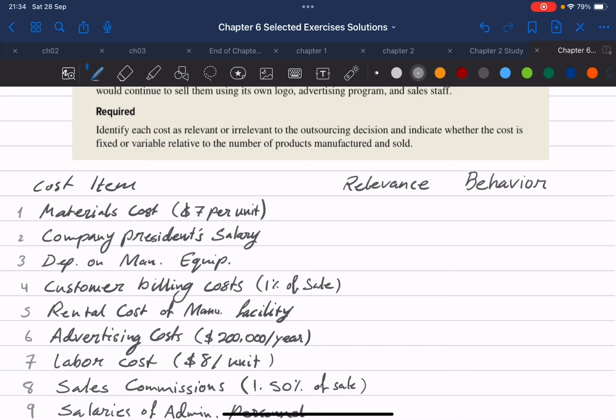First one, materials costs, which is $7 per unit. Of course, if Kilgore decides to outsource the production, they are not going to incur these particular expenses, which is the direct material costs in this scenario, right? So that makes this first cost item definitely relevant.